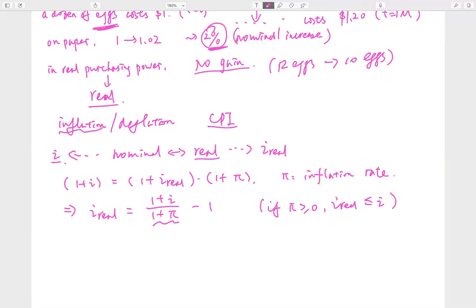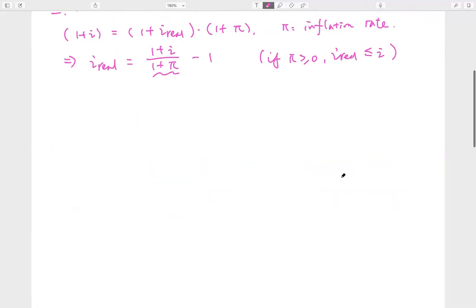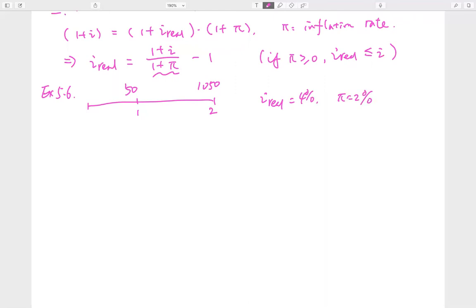So let's do example 5.6. So here we have a bond that pays 50 in 1 year, 1,050 in 2 years. So this is a standard coupon bond, right? So you can see 1,000 is the face value, 50 is the annual coupon. The real interest rate is 4%. Inflation is 2%. Determine the present value of the bond's cash flows.